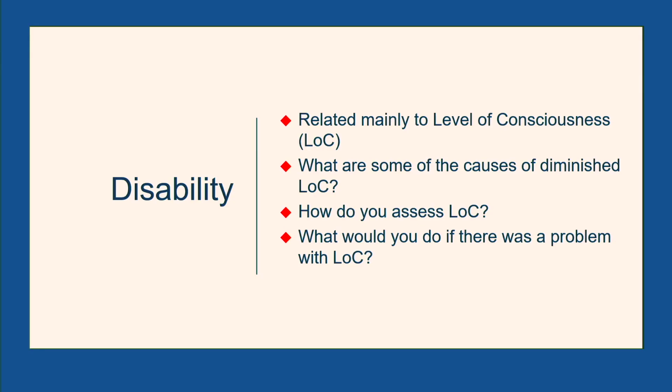Disability then. I said earlier that disability is related mainly to the level of consciousness. So what are some of the main causes of diminished level of consciousness? Profound dyspnea, in other words, very short of breath, a fall, head injury, hypoxia, faint, stroke, epilepsy, hypoglycemia. How do we assess level of consciousness? Another mnemonic that you can use that is very straightforward is AGED.